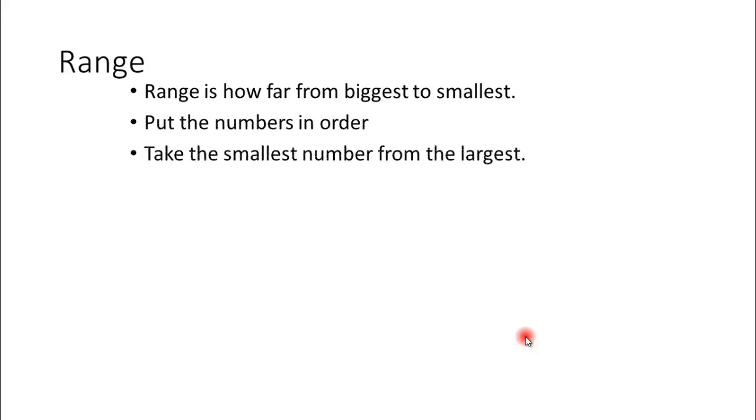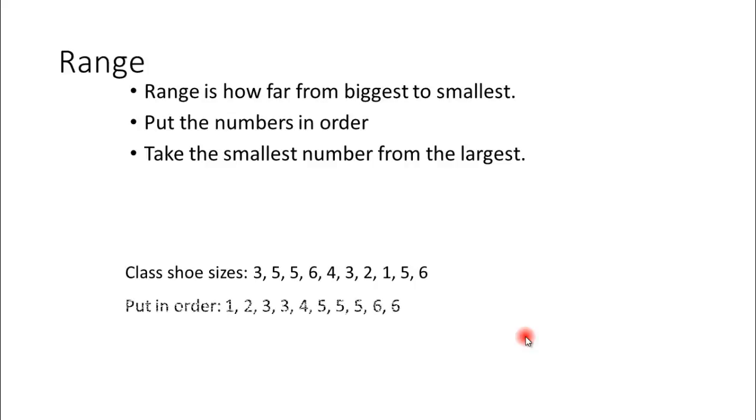The steps are: put the numbers in order, and subtract the smallest number from the largest. Let's say class shoe size, and we would like to know the shoe size range of the class. Then we put them in order, 6 being the highest, 1 being the lowest, and we subtract and we get the range, which is 5.